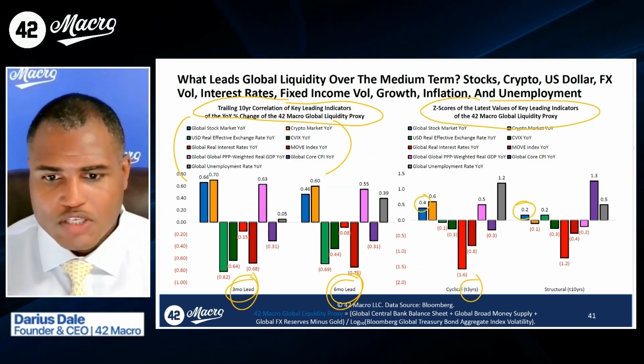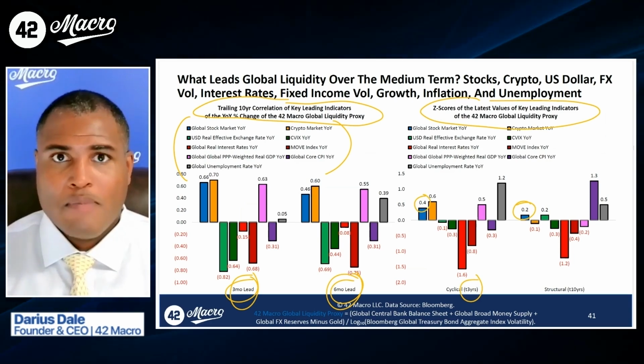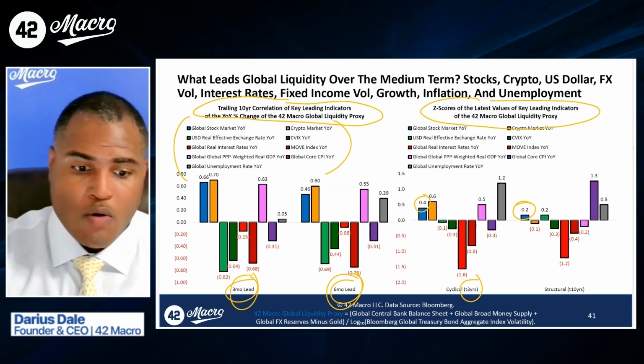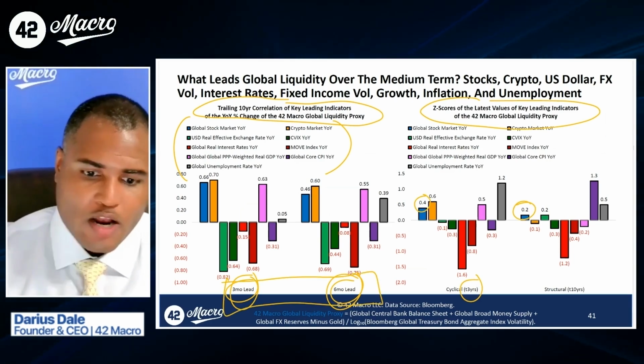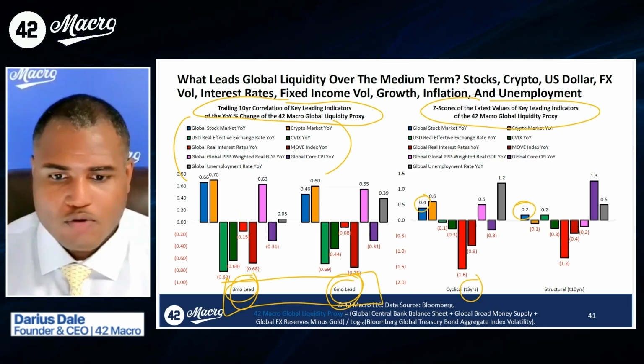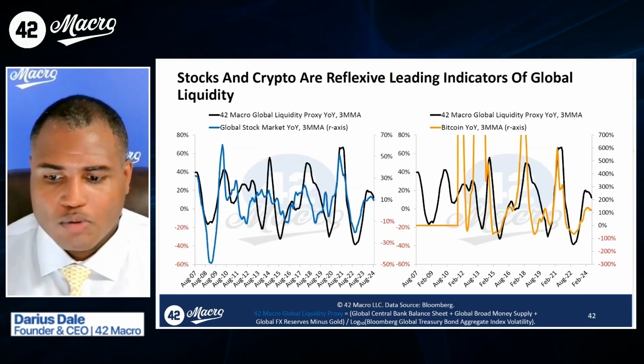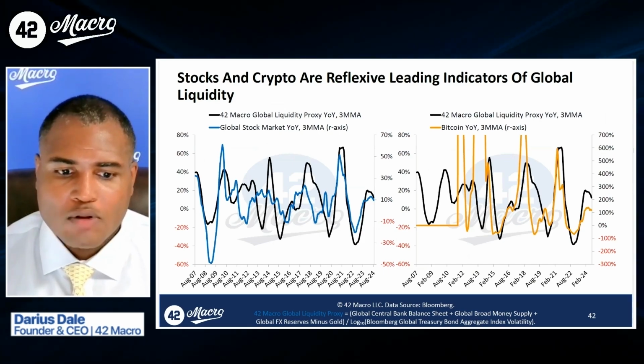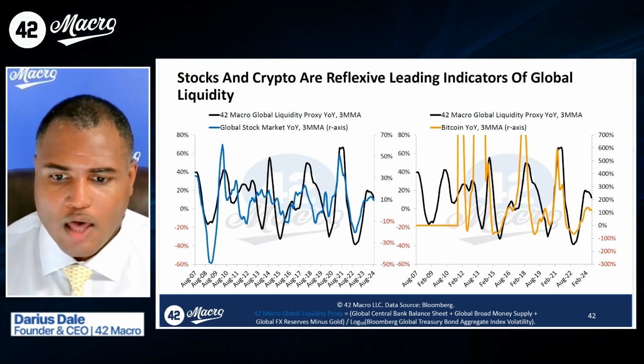So we can use this information to build a model that tells us where we should expect liquidity to head on a 3 to 6 month forward basis. And we'll get to that punchline in a few slides, but I'll cycle through these slides to give you a sense of how those correlations have progressed over time.